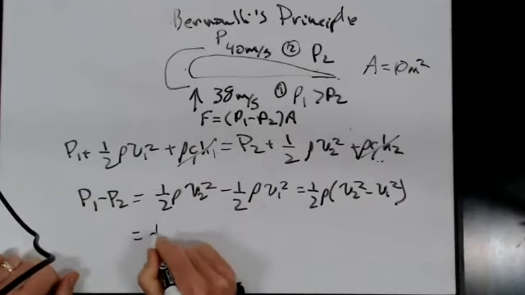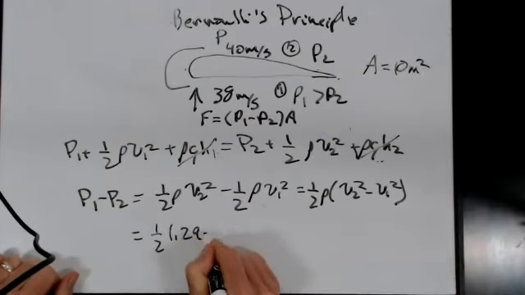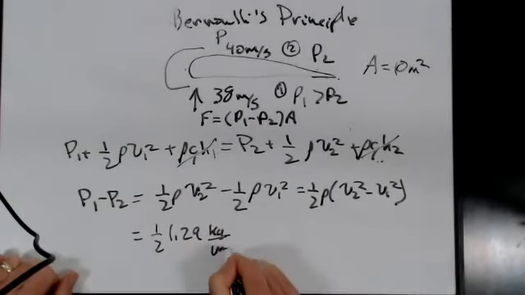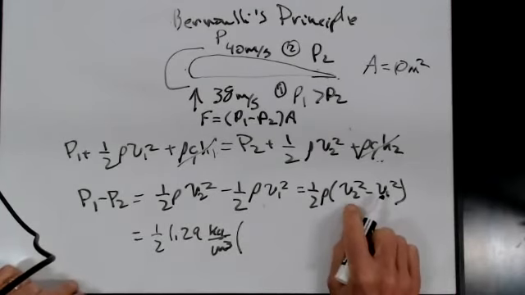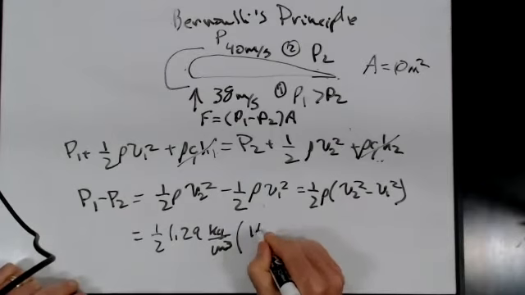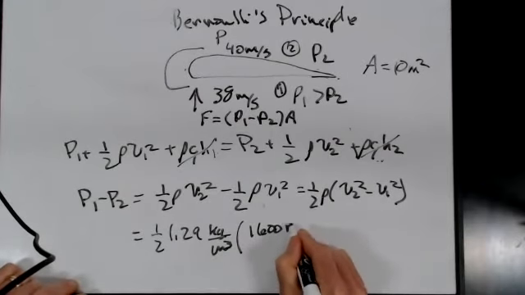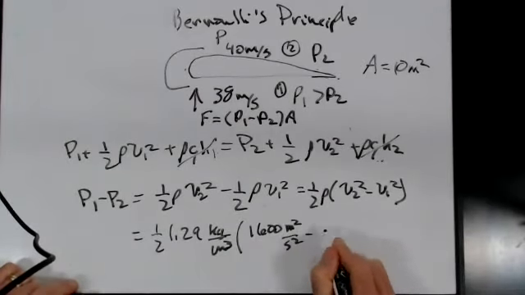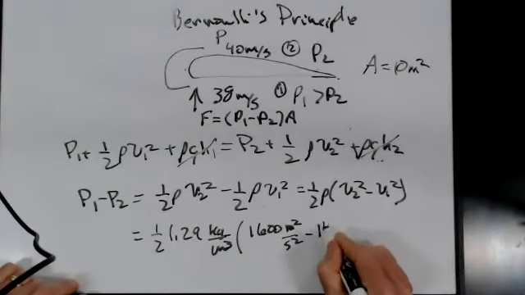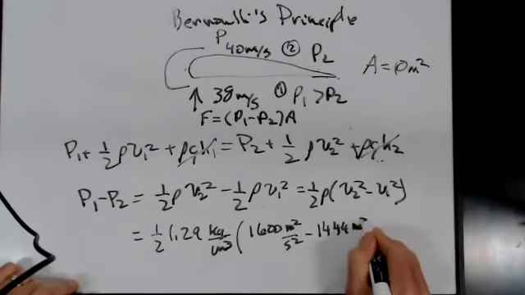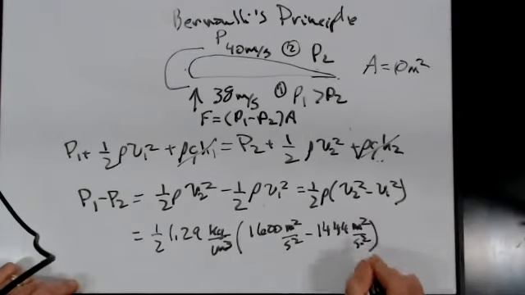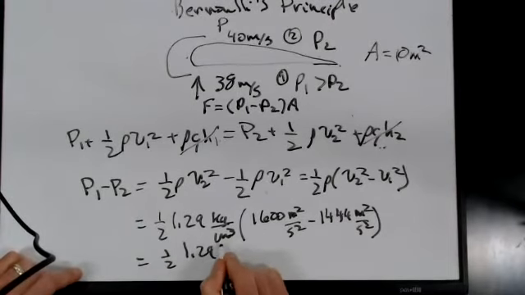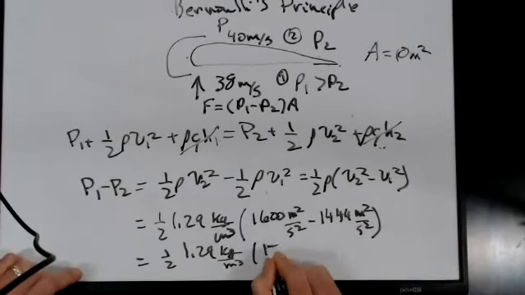And so this is 1/2 times 1.29 kilograms per cubic meter. And we did this last time, and I can't remember what the number is. So 40 squared is 1,600. I think it's 1,600 meters squared over second squared minus, I think 38 squared is like 1,444. 156 meters squared over second squared. And so this is like 1/2 times 1.29 kilograms per cubic meter times, is that 156?